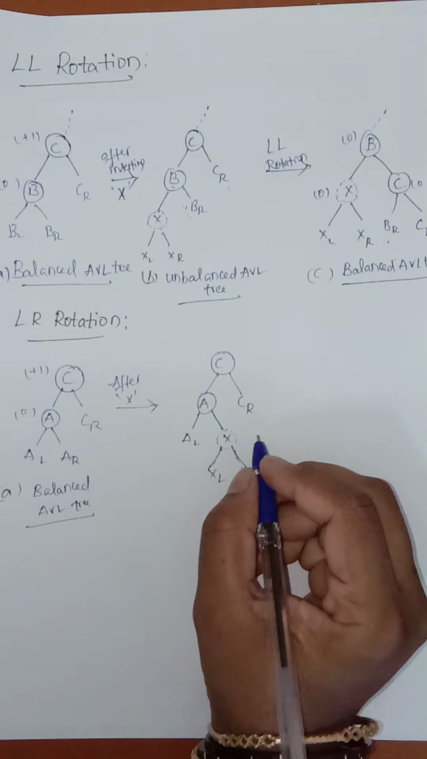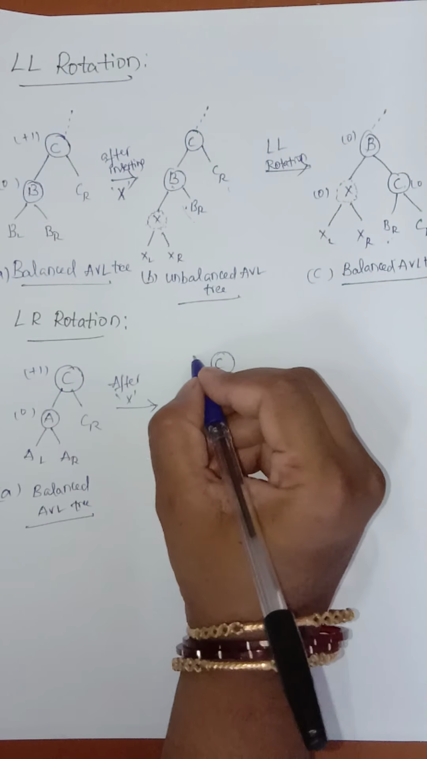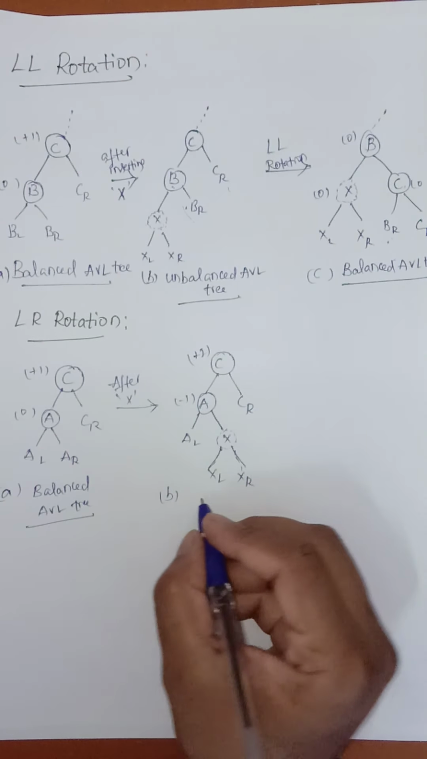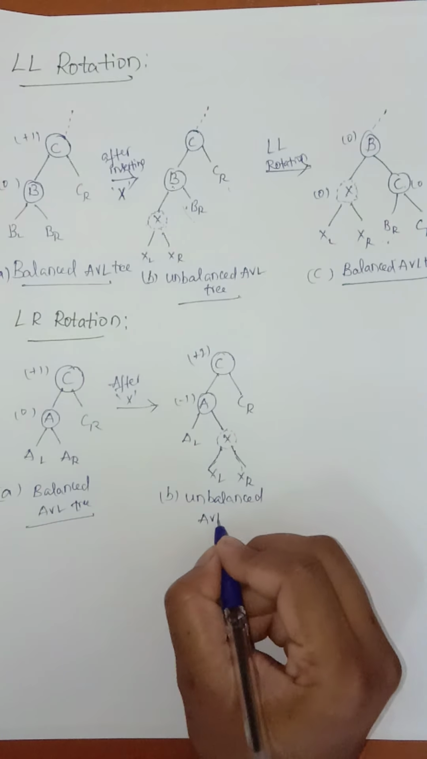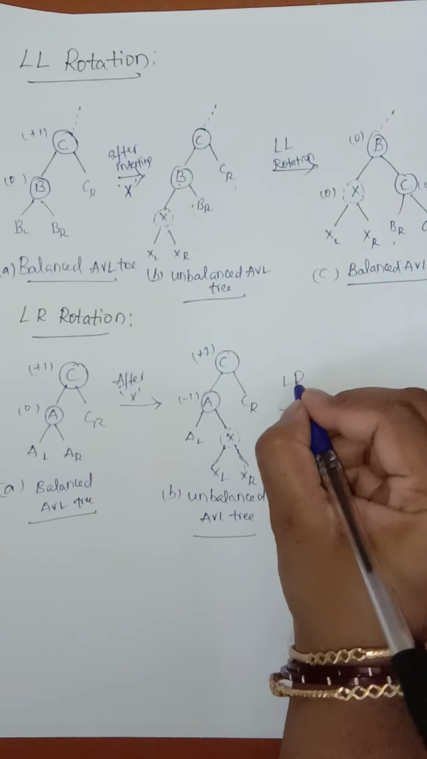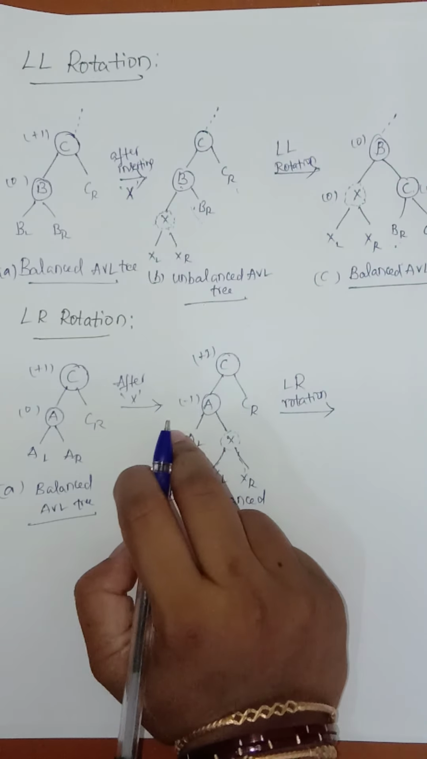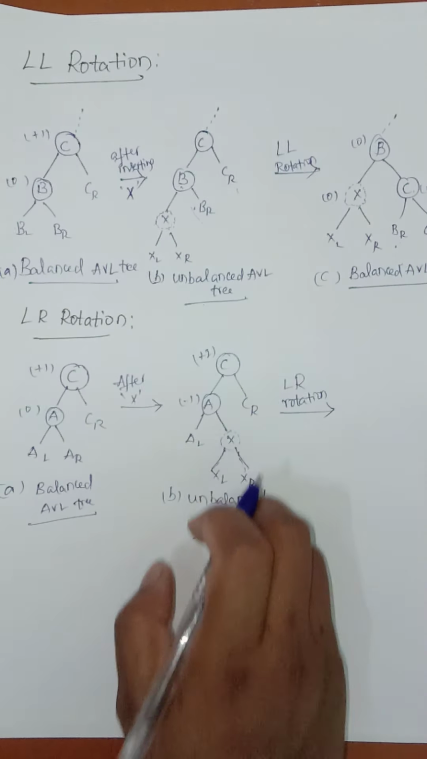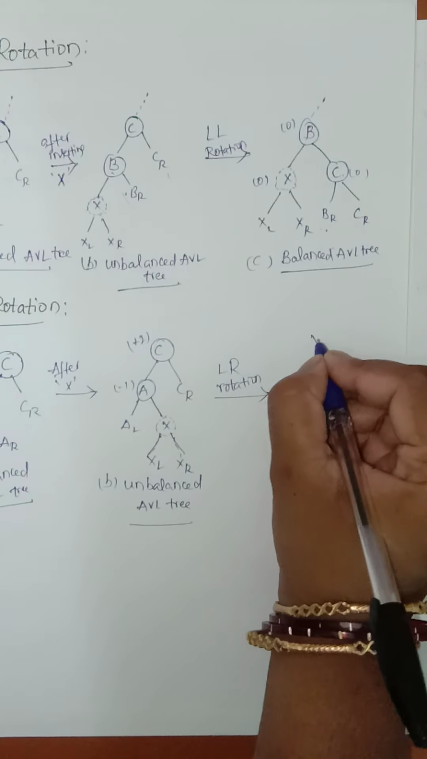XL and XR, CR. When we consider here the -1 balancing factor and here the +2 balancing factor, we can see by looking at this tree that this is an unbalanced AVL tree. Now by performing LR rotation, on the right part of the left subtree, we can rotate the values and make the AVL tree balanced.